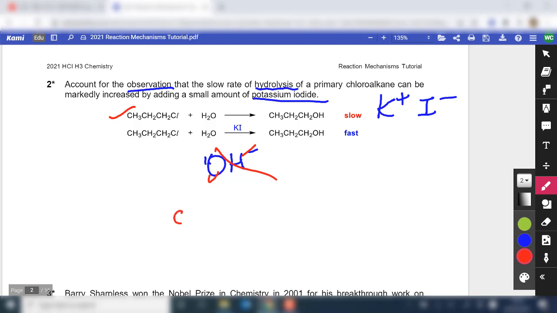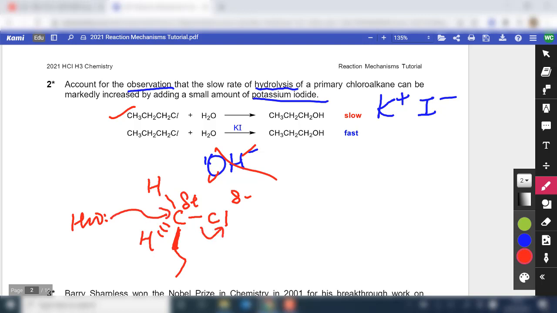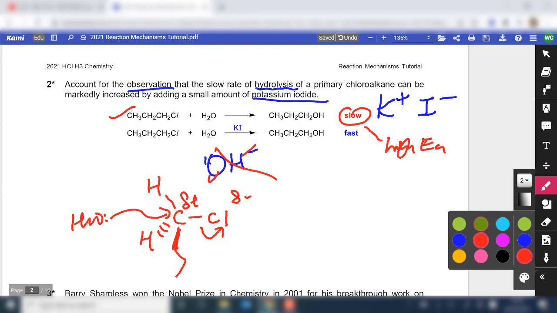If you want to draw this structure out, C-Cl here, and then you have H, and H, and then a long alkyl chain. Definitely water approaching from the rear is possible. It's possible, but slow, which implies high Ea. This is the link that you might want to see. So it's possible, but very high Ea, so very slow.